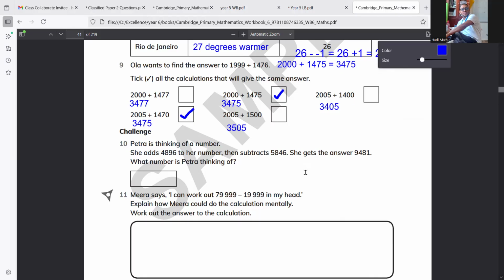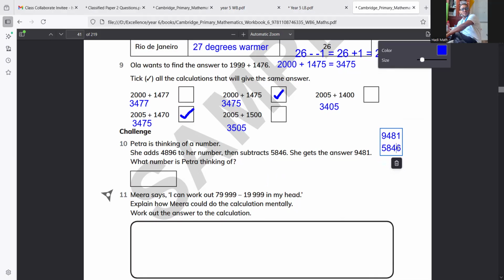Just do it back. Like the final answer, what she got, it is 9,481. What she did before that, first she adds this number and then she subtracts this number. So the one that she subtracted, you're going to add it. And the one that she added, you're going to subtract. You're going to reverse what she's done. Like first of all, this number, you will add to it the 5,846. Add those two numbers because she subtracted this number, you're going to go back and add this number.